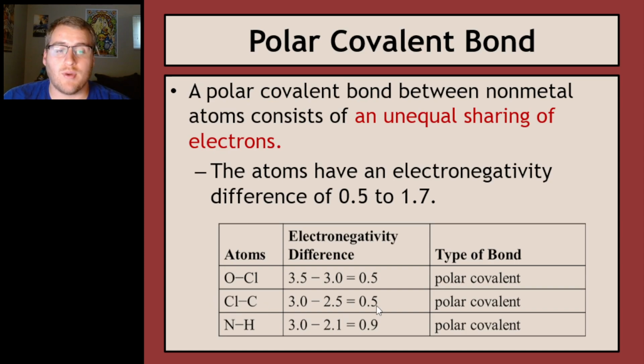The C-Cl bond is a 0.5 difference, so same thing, it's still polar covalent. And N and H, the difference between those is 0.9, which is a polar covalent bond as well. I would expect the most polar of these to be the N-H bond, which it is.